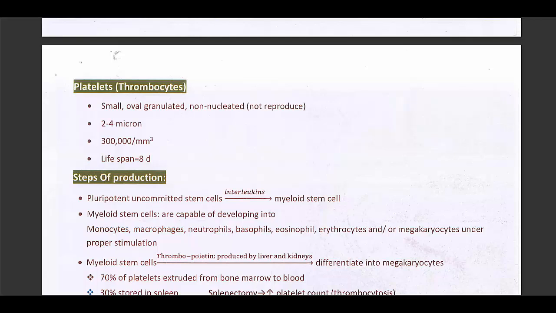Inshallah, module 102, module blood. Inshallah, we will start today with platelets or thrombocytes. Inshallah, let's get started.